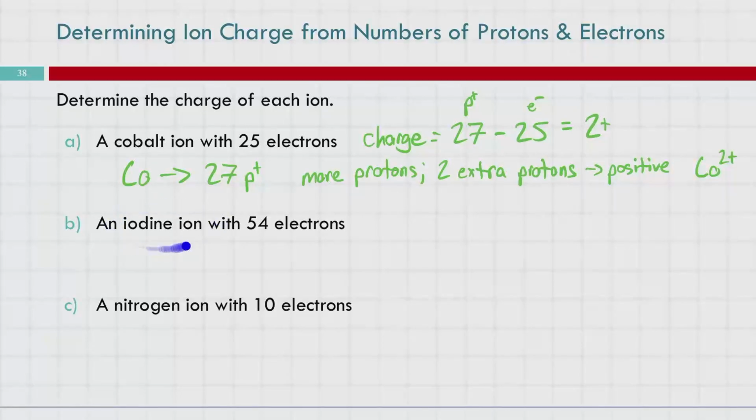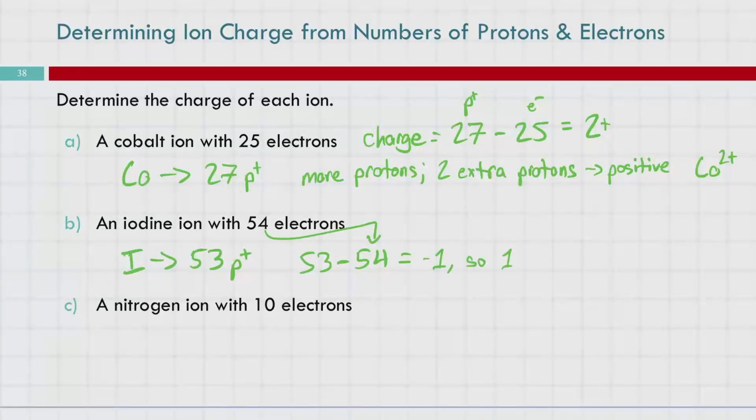For iodine, we find iodine on the periodic table. It is number 53. It's one of our halogens. So I has 53 protons. So we can do 53 minus the number of electrons, and we get what? -1. So it's a 1 minus charge. That's going to be I minus.